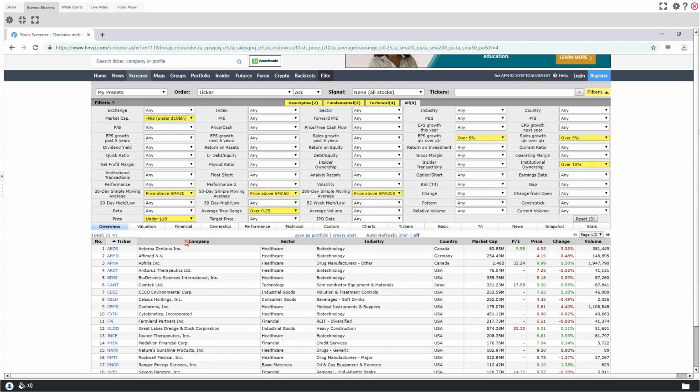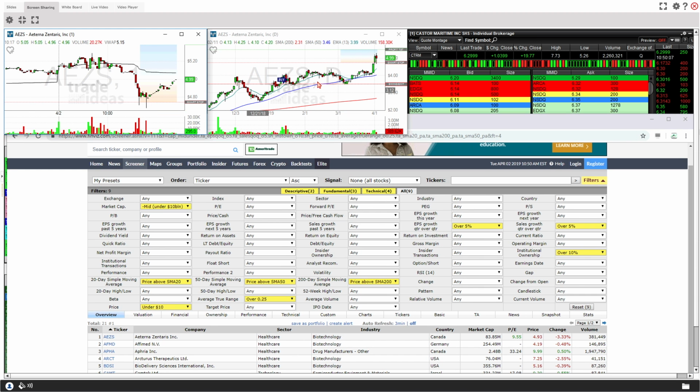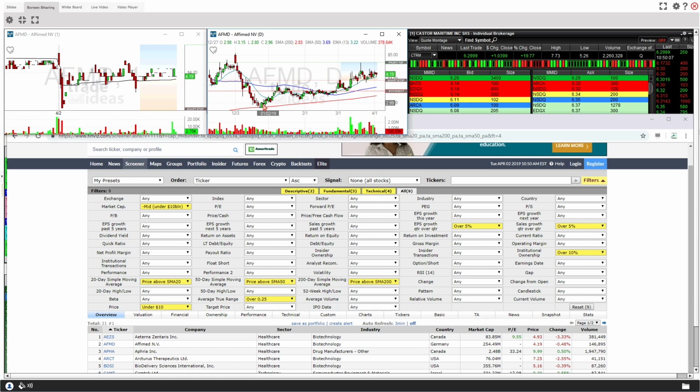Let's see what we have here. So we have 21 different plays. And let's see if these plays look like great swings for us. AEZS, not a bad looking swing there, right? So let's put them on these top charts right here. What do we have here? We have AEZS, not a bad swing. Not a bad hold for a few months. That's a nice climb. AFMD, not bad.